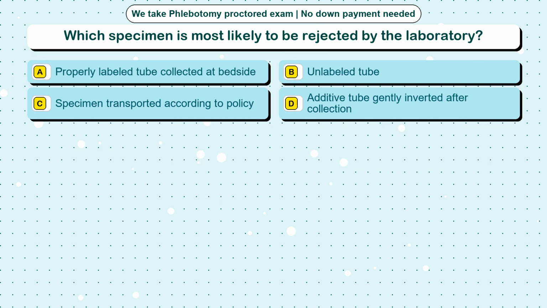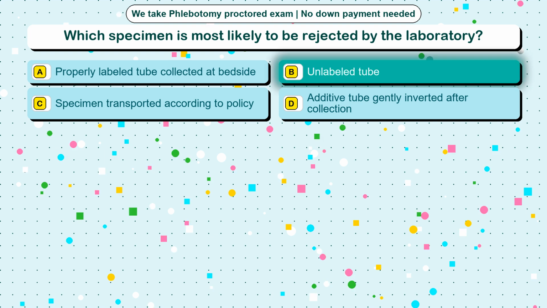Question 67. Which specimen is most likely to be rejected by the laboratory? Option A, properly labeled tube collected at bedside. Option B, unlabeled tube. Option C, specimen transported according to policy. Option D, additive tube gently inverted after collection. The correct answer is option B, unlabeled tube.